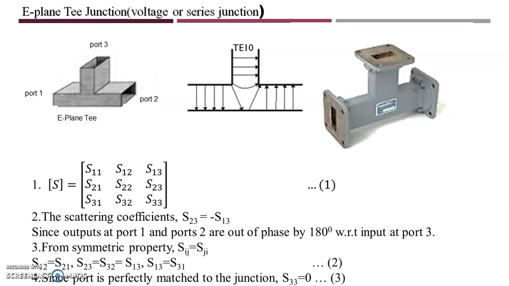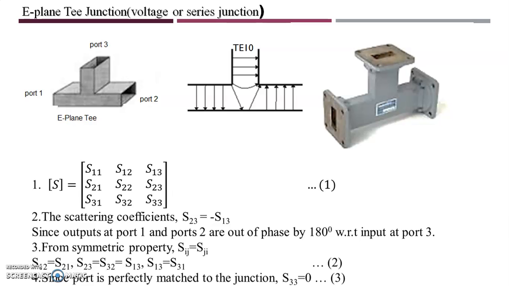So these parameters will be 9 scattering elements. Now again we will apply the properties of the scattering matrix. As I told you, the opposite phase power will come from the port 1 and port 2. So S23 is equal to minus S13. Since the outputs at port 1 and port 2 are 180 degrees out of phase, we can write equation number 2, S23 is equal to minus S13.